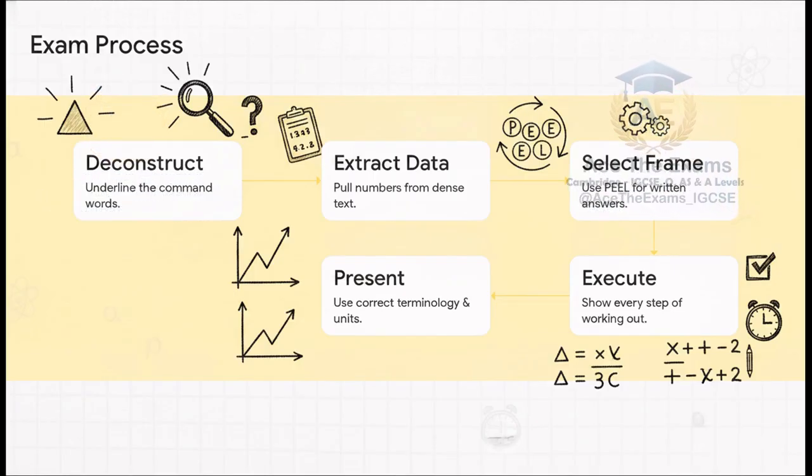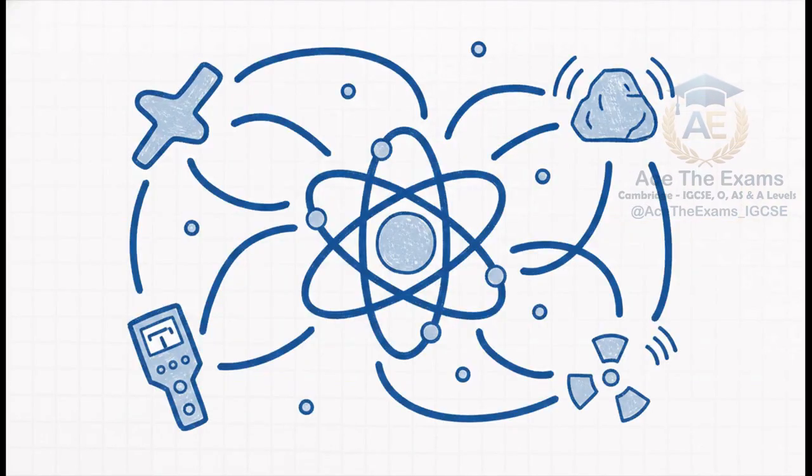Step 4. Execute with clear notation. Show every single step of your working out. Do not skip steps. And step 5. Present properly. This means using the correct units, like counts per minute, and double-checking your significant figures. If you apply these 5 steps with energy and absolute focus, you transform an overwhelming paragraph into a simple, highly solvable puzzle. Crucially, cross-topic connections achieve significantly higher marks.